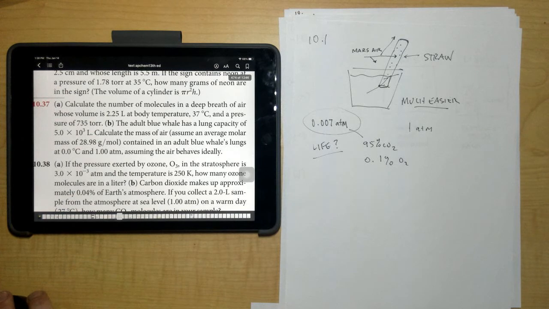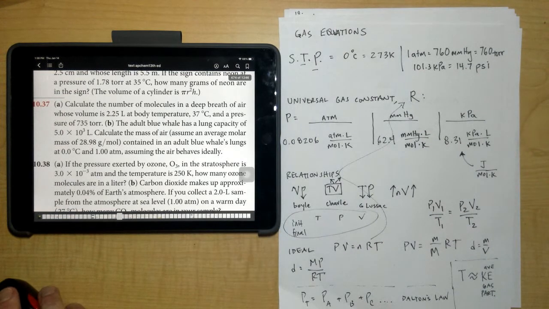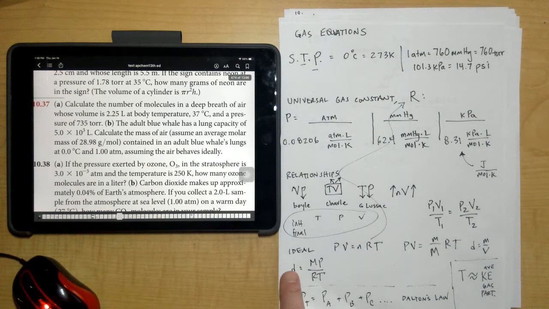Okay, so we're looking at density and temperature and how they relate. Well, if you look at your gas laws cheat sheet on here again, you can find a relationship between density and temperature right down here: density equals MP over RT. T stands for temperature, and density is right over here.